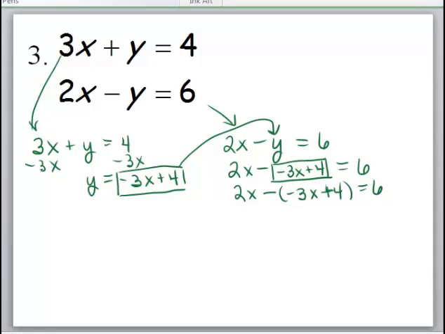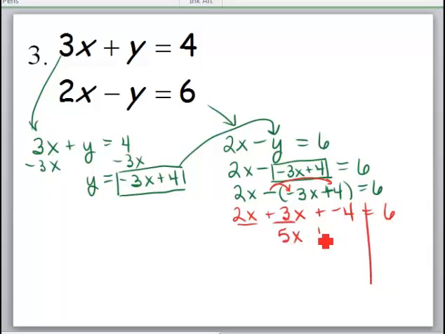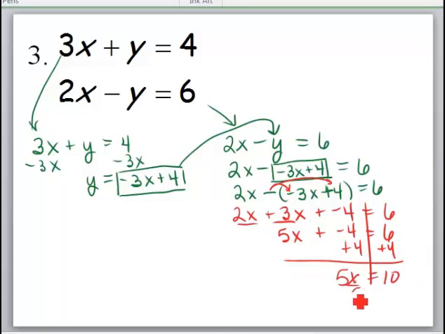At this point, I'm going to distribute my negative through. So I get negative 2, negative negative makes 3x plus negative 4 equals 6. Combine like terms. I get 5x plus negative 4 equals 6. Add 4 to both sides. I get 5x equals 10. Divide by 5 on both sides, and I get x is 2. So I started to get my solution.